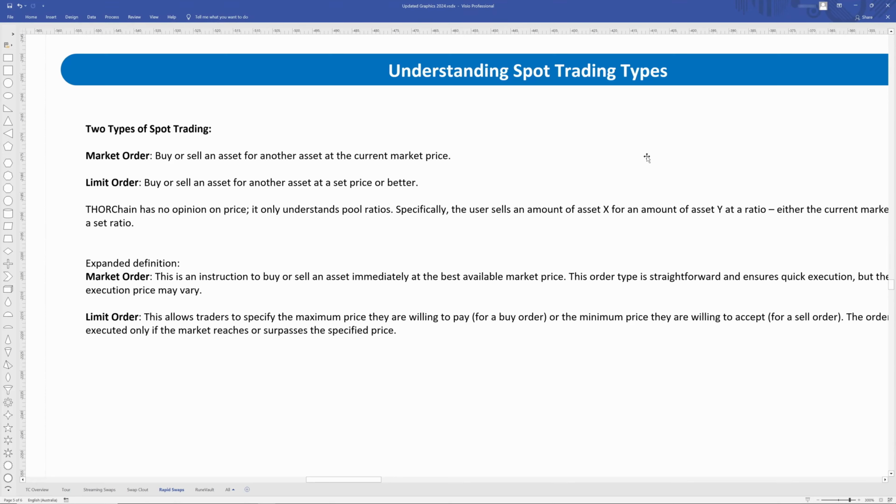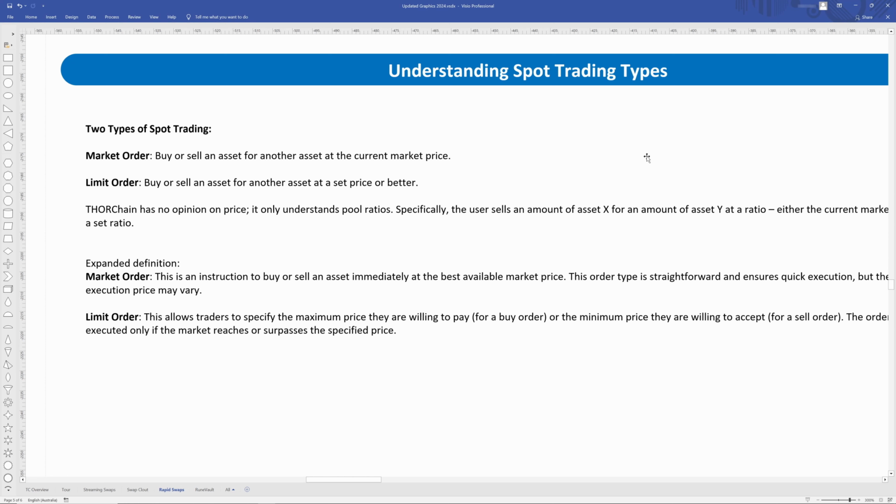So before we get onto order books, I just want to cover off a few things. So we have spot trading, and spot trading happens on the spot. So it's no futures or anything like that. And you have two types of main spot trading. You have market order, and that's where you buy or sell an asset at the current market price. And with THORChain, it would be whatever the pool price is. Then there's a limit order, which would be new, and that's where you buy or sell an asset at a set or better price.